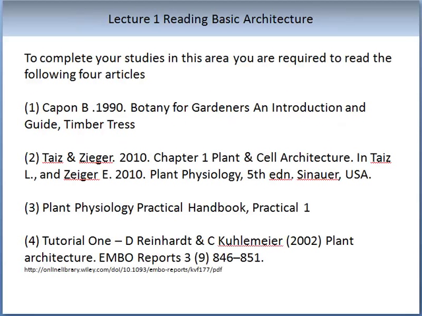To complete your studies on this topic, you are required to read the following 4 articles: A Botany for Gardeners, an Introduction and Guide, written by Brian Capon; the Taiz and Zeiger 2010 recommended textbook, Chapter 1, on the topic of plant and cell architecture; the Plant Physiology Practical Handbook that comes with this subject, Practical 1 on Form and Function; and finally, the reading in Tutorial 1 by Reinhardt and Kuhlemeier, Plant Architecture.